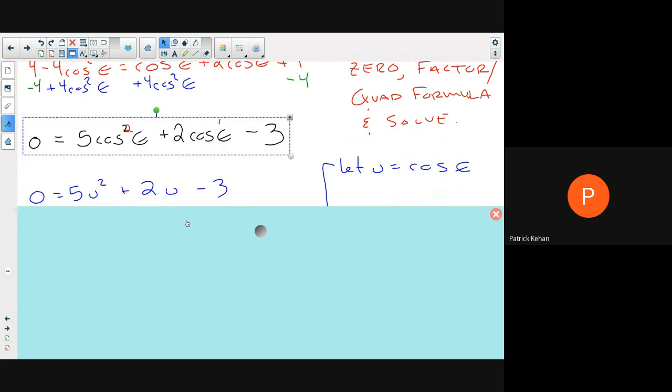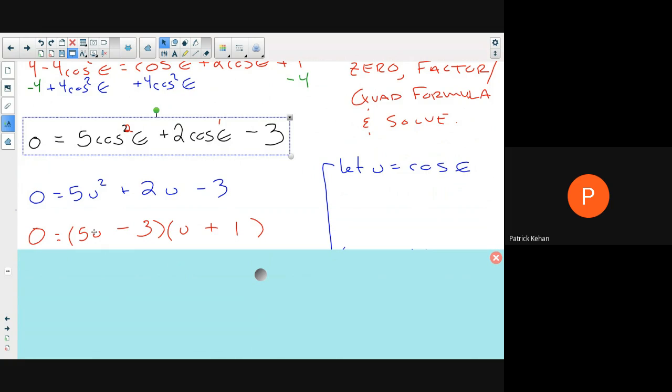So factors of negative 15 are 5 and 3. It's negative 15, so one of those factors needs to be negative. So that would be a positive 5 and a negative 3. And when you add those, you get a positive 2. So this is going to factor nicely for us. And that's what we're going to do. So I turned around and just factored it.